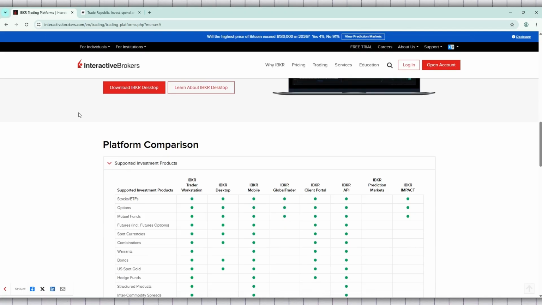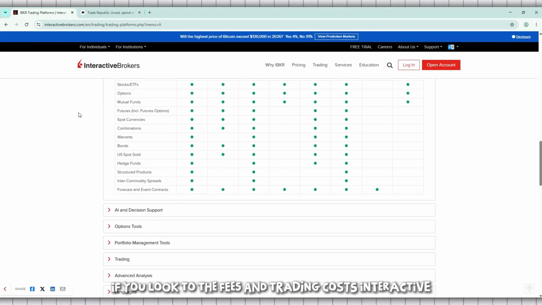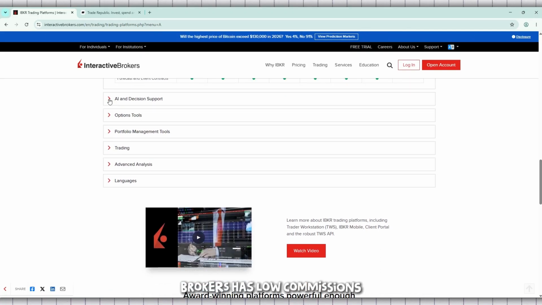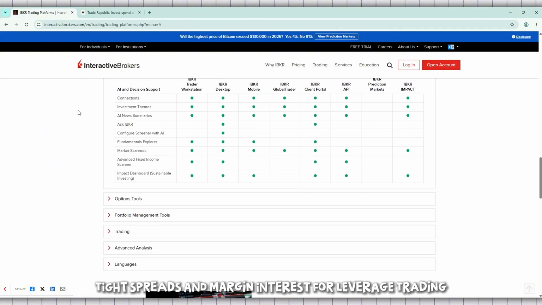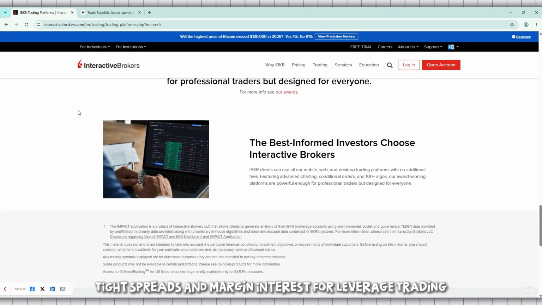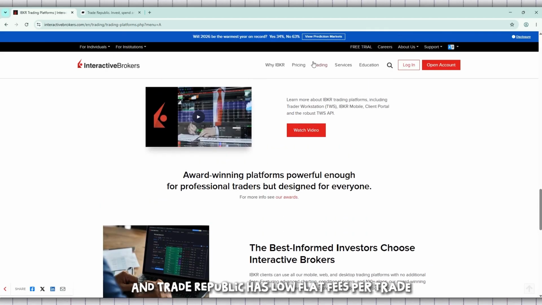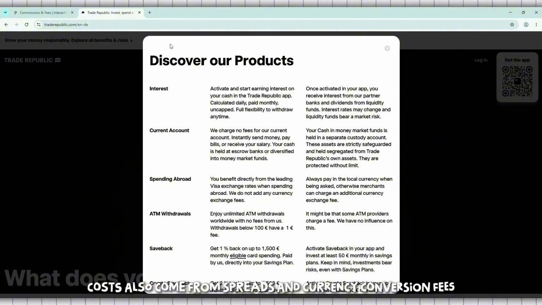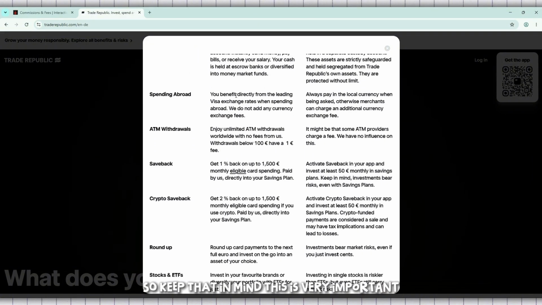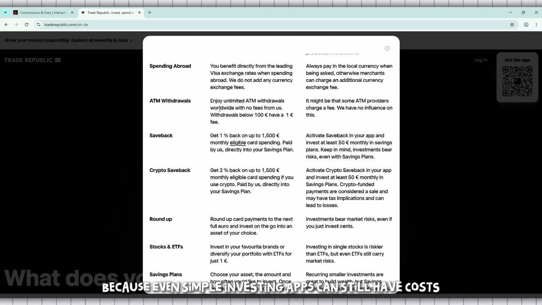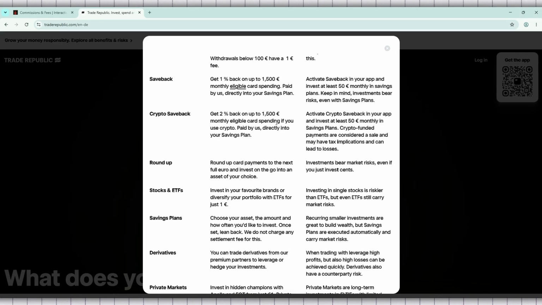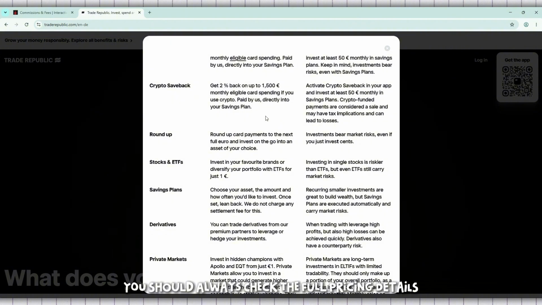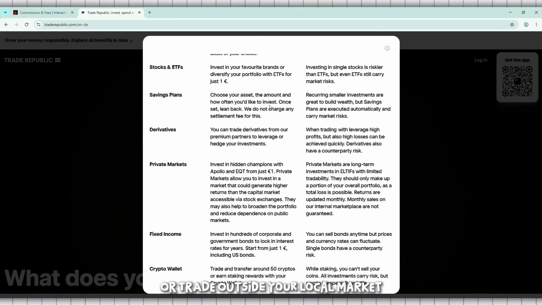If you look at the fees and trading costs, Interactive Brokers has low commissions, tight spreads, and margin interest for leverage trading, and Trade Republic has low flat fees per trade. Costs also come from spreads and currency conversion fees, so keep that in mind. This is very important, because even simple investing apps can still have costs. You should always check the full pricing details, especially if you buy assets in another currency or trade outside your local market.